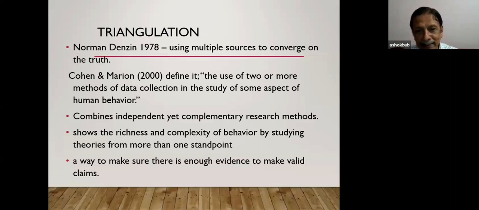Okay, so we are understanding a social phenomenon or a human behavior, and in that process, we use two or more methods of data collection. Or it combines independent yet complementary research methods. Now look at this component. What do you mean by that? Combines independent: you use one particular method, that method is independent, yet complementary research methods.